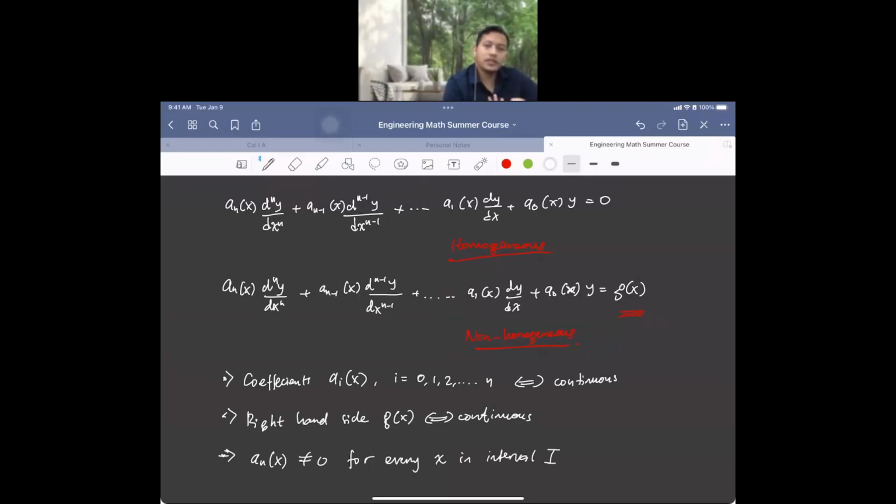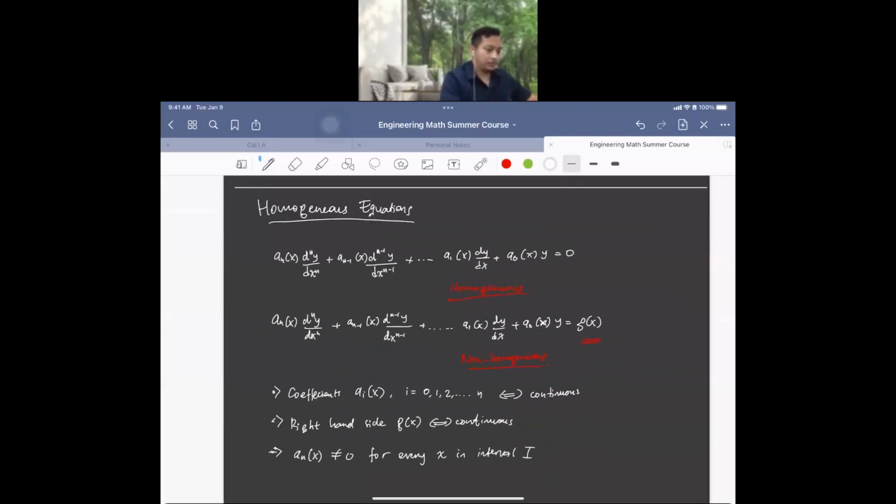Okay, so why do we need to have these two, homogeneous and non-homogeneous? If we want to solve a non-homogeneous linear equation, we also need to be able to solve the homogeneous one first. Okay, we will see later what I mean by that.